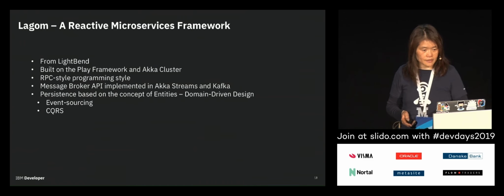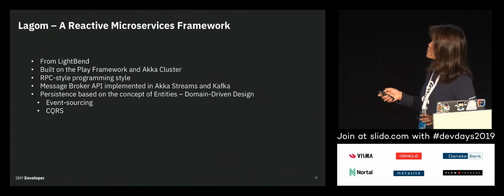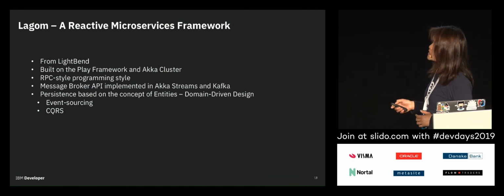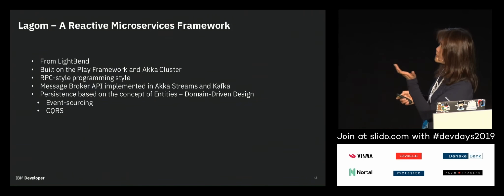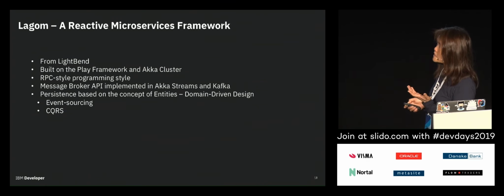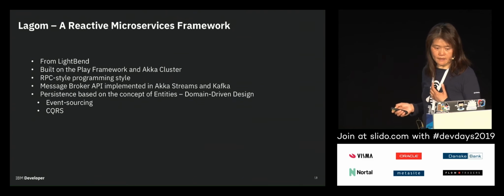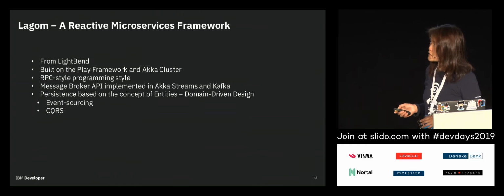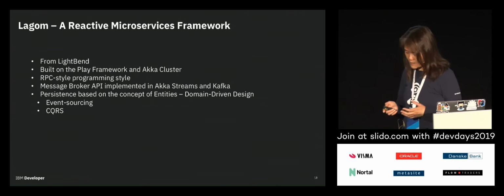Now, another thing I like to point out is the reactive microservices framework that comes from Lightbend. It's built on Akka. This is called Lagom, a reactive microservices framework. It has RPC style programming support, and also has a message broker API that's implemented in Akka Streams and Kafka. The persistence is based on the concept of entities from domain-driven design, so event sourcing and CQRS, which is command query responsibility segregation. We can talk about it more later if you're interested.